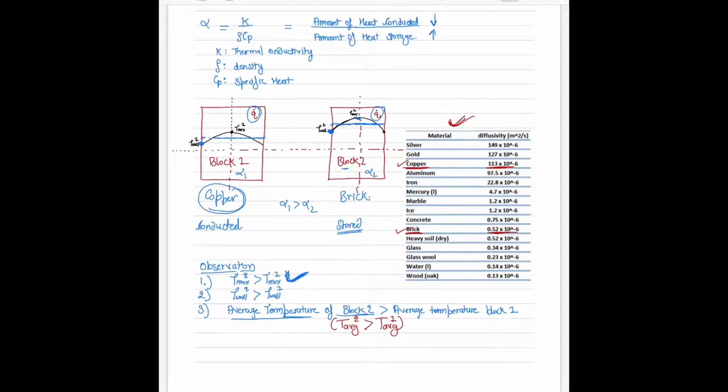The wall temperature in block 2 will be higher than in block 1. We can also observe that the average temperature of block 2 will be higher than the average temperature of block 1, that is, T average 2 will be higher than T average 1. This is the average temperature of the whole of block 1 and block 2. So due to the low thermal diffusivity of block 2, it has a higher average temperature compared to block 1.